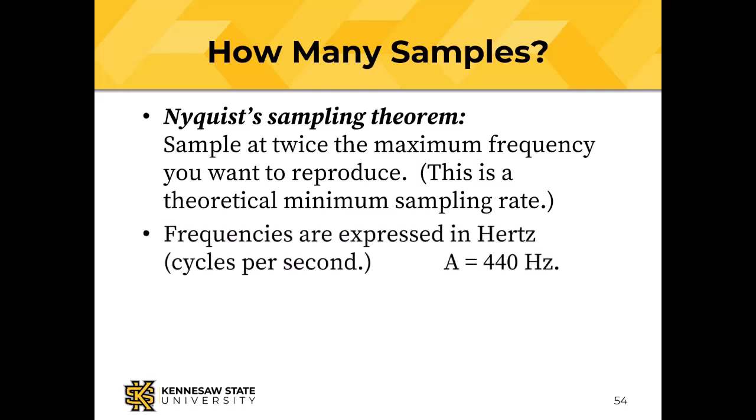Frequencies get expressed in hertz, abbreviated Hz, and strictly speaking, hertz is 1 over time, but it's easiest to think of as cycles per second. That middle A, the tuning fork A, is a 440 hertz sound.